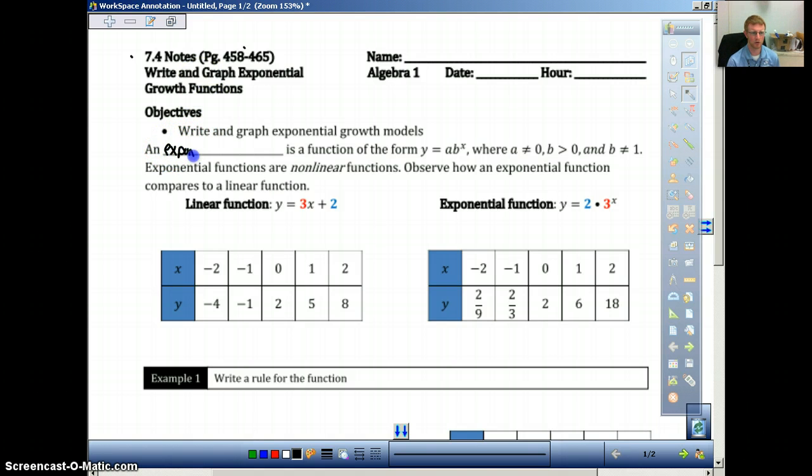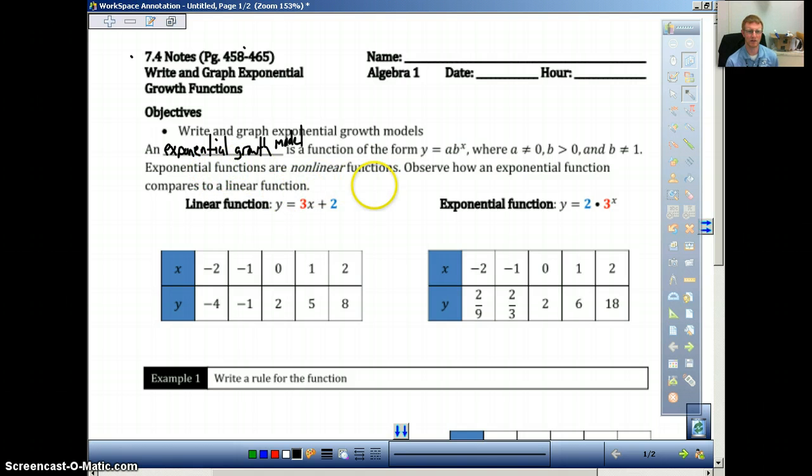So an exponential growth model, and it doesn't really fit here, but that's okay. An exponential growth model is a function of the form y equals a times b to the x power, where a is not equal to 0, a cannot be equal to 0 because the whole thing would be equal to 0, and b is greater than 0, and b is not equal to 1. Okay, so there are a couple of stipulations there.